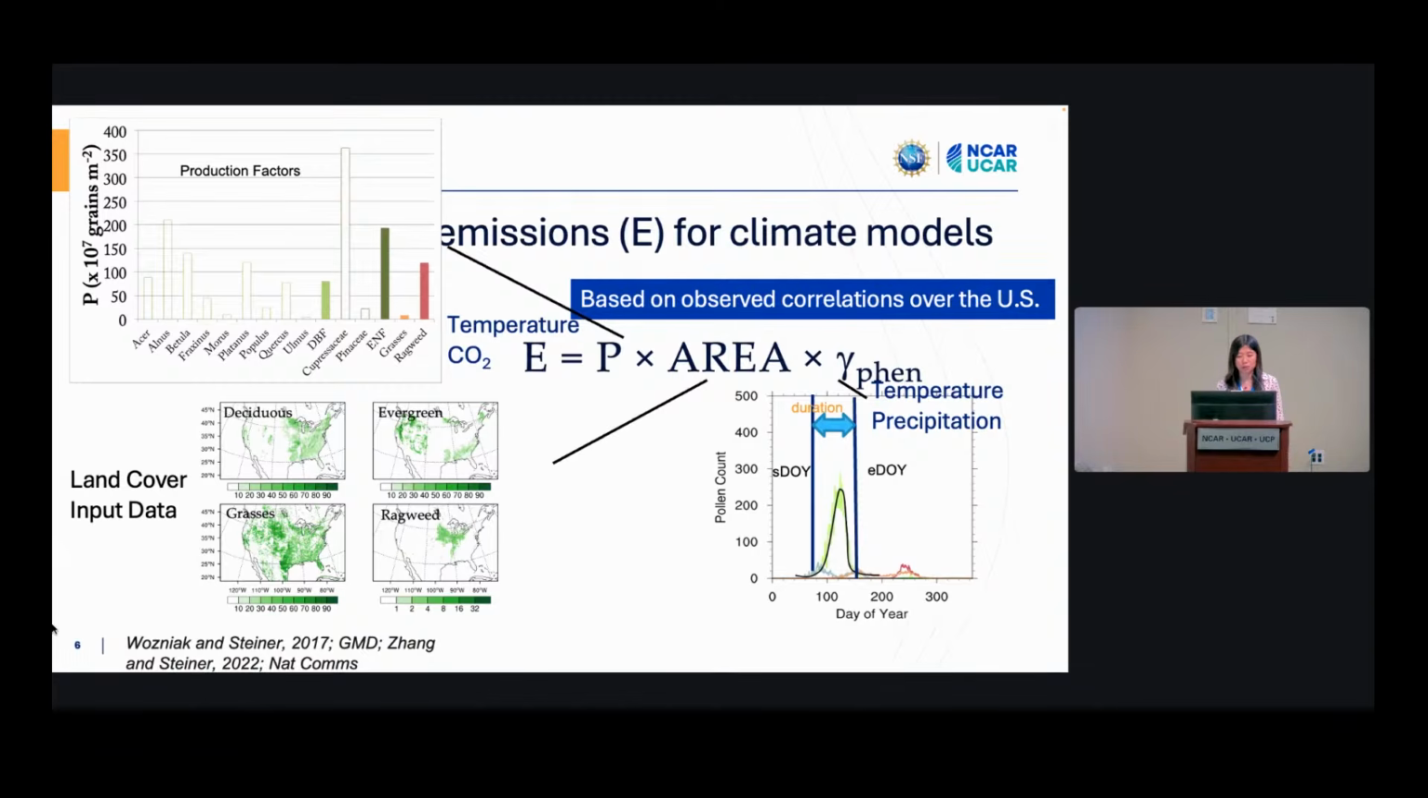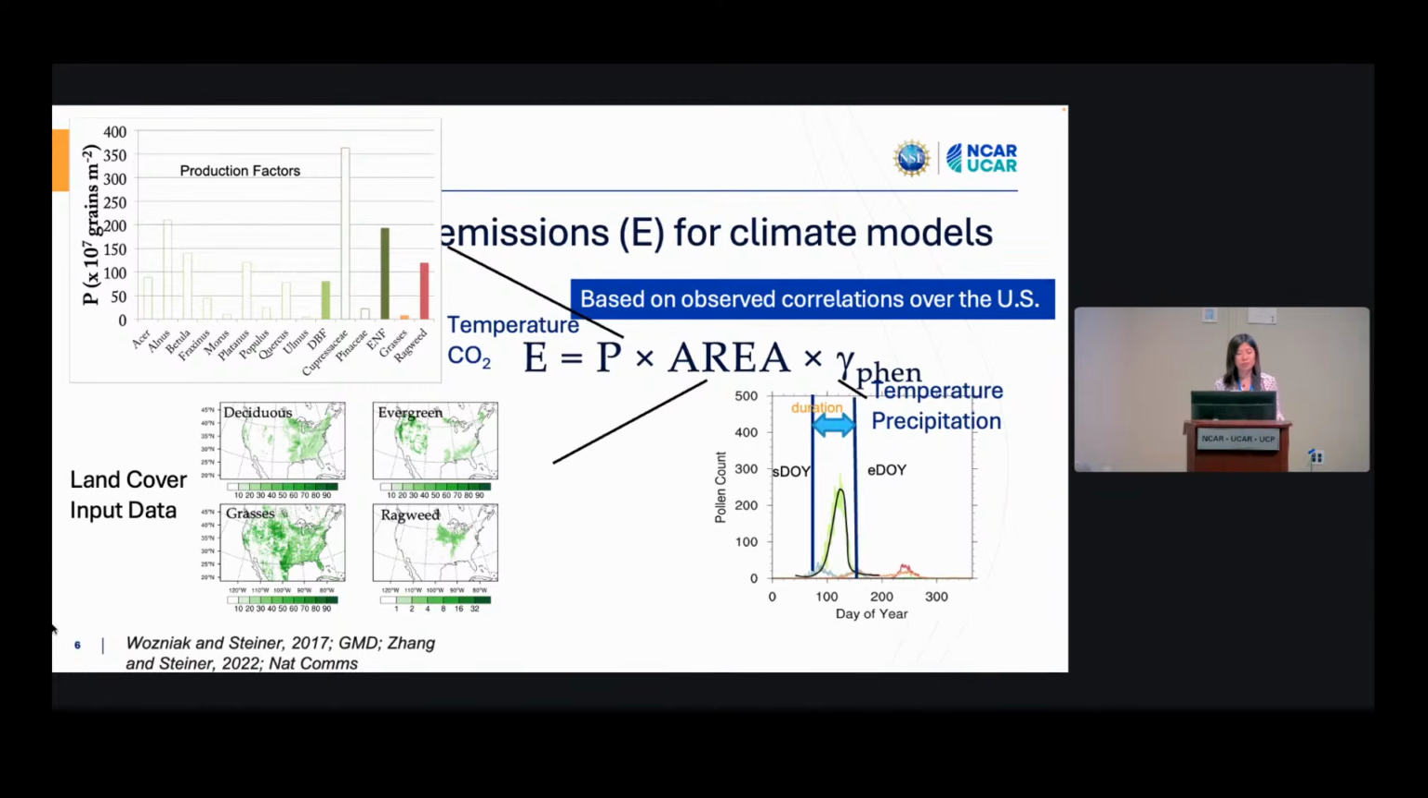So in the model, we use a Gaussian curve to represent this process. The start date and the end date of the pollen season differ for different species based on their correlation with the temperature. And the magnitude of this curve would be impacted by temperature, carbon dioxide, and precipitation.